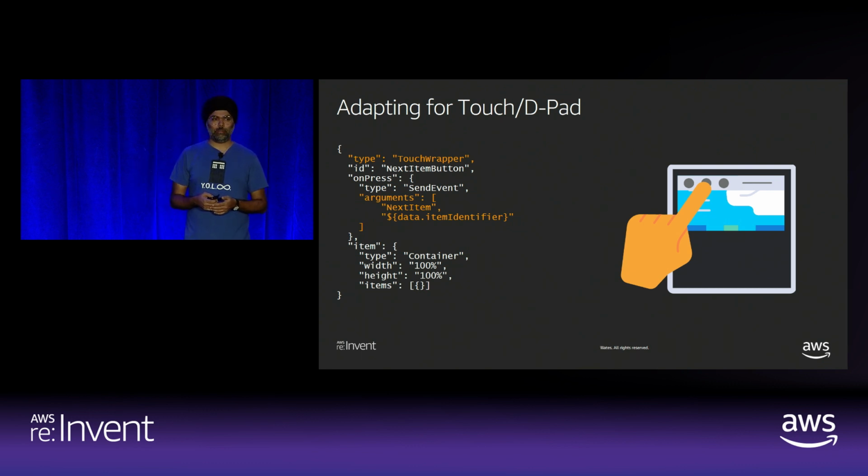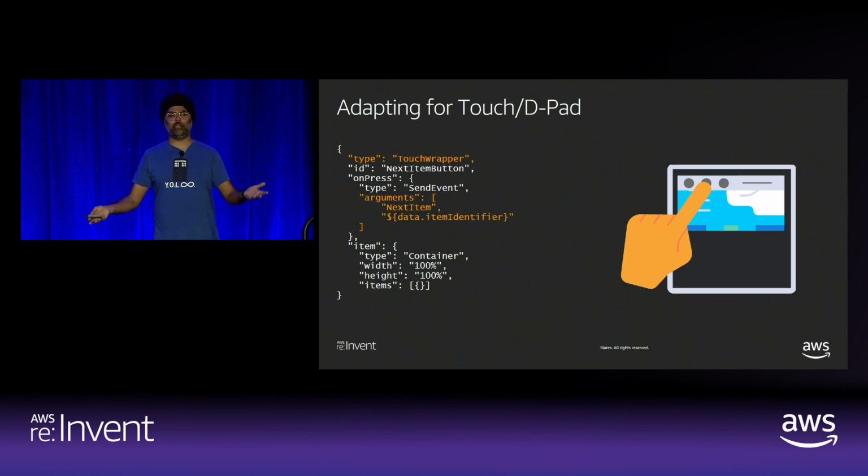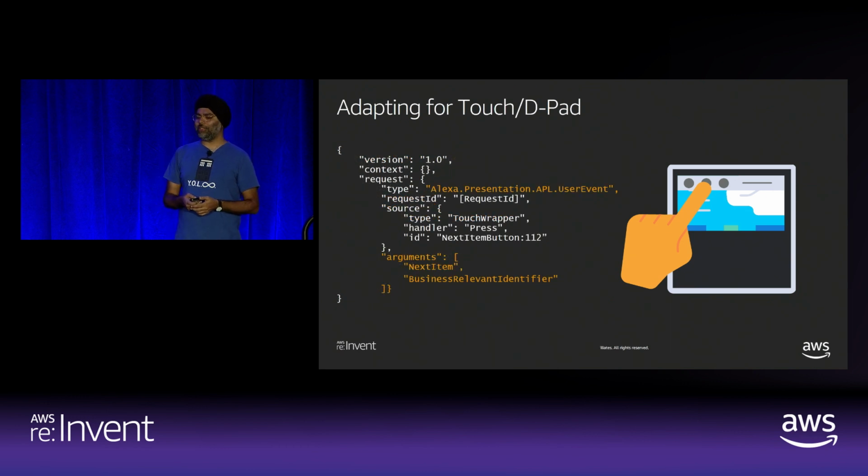And so we've got the touch wrapper component, which does exactly what it sounds like it does. It wraps other components and makes them touchable. Not just touchable by screen, but also touchable by remote controls. All you do is wrap your container, image, or text, you choose what it is, in a touch wrapper, and set it up to send an event on press. You can send arguments as well. The arguments can be data bound, so you can take the state of whatever's going on on the device and send it up. And then on the other side, it gets delivered as a user event type skill request.